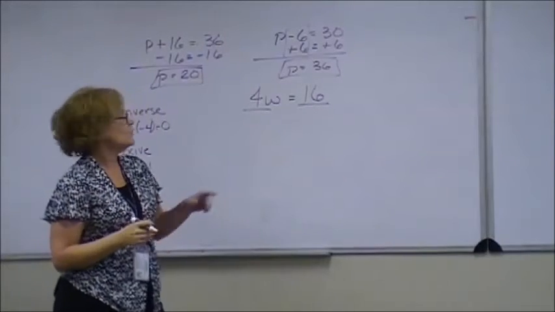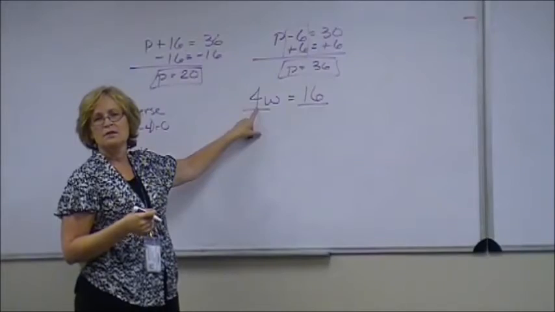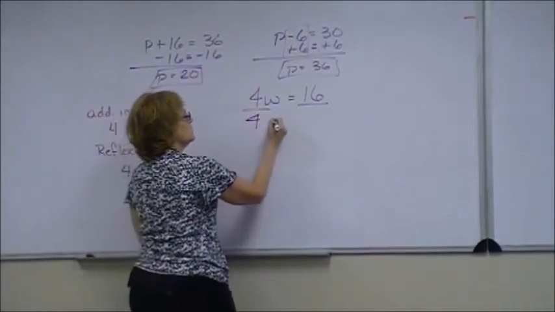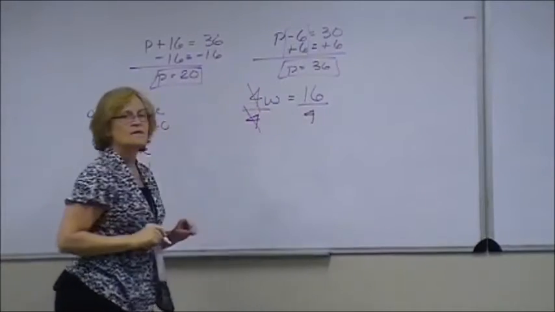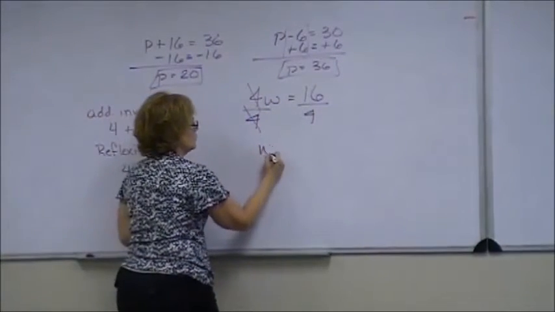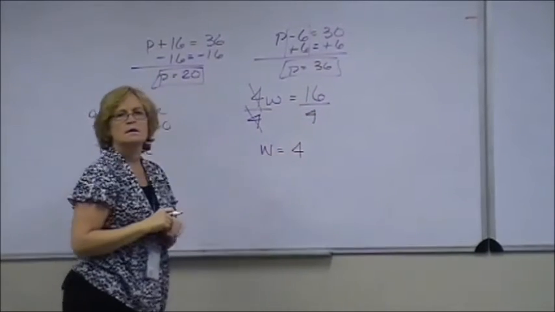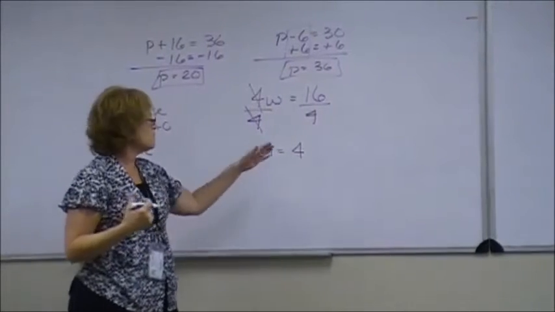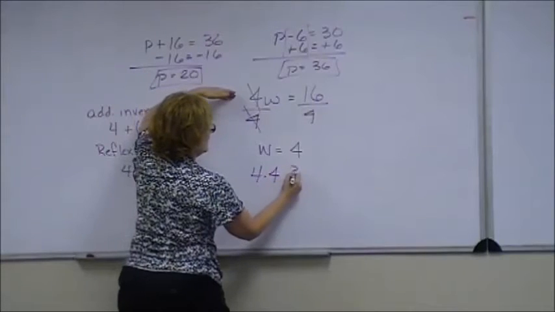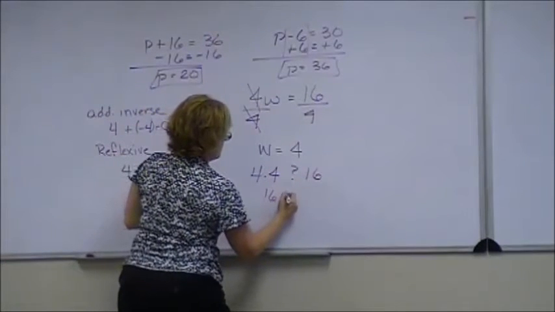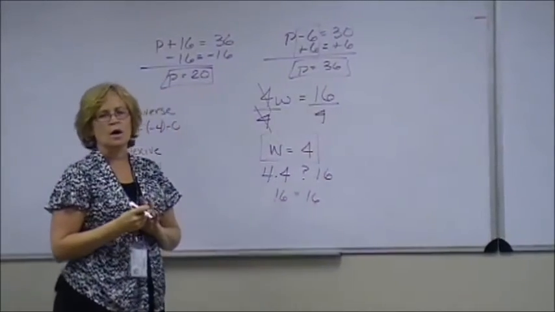So I divide both sides by what is being multiplied. What is being multiplied? Well, what is the coefficient of w? That is what's being multiplied. So I do the opposite, which is division. And therefore, 4w and 4, they cancel out, and it leaves me just w. And then 16 divided by 4 is 4. Just like on part 1, I plug that back in, and I say to myself, 4 times 4, is that equal to 16? Boom, boom, check, check. My answer is 4.